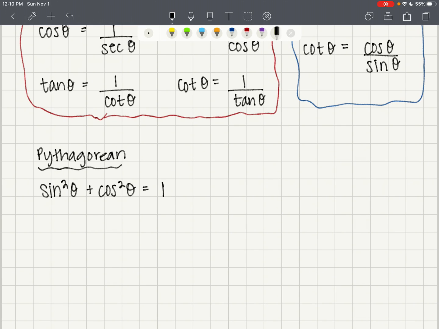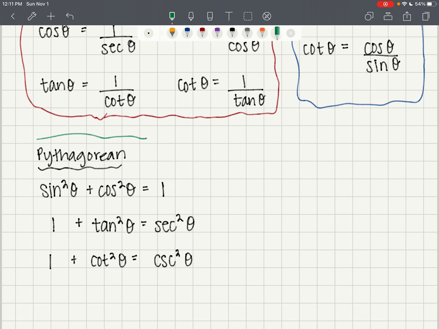There's another one. 1 plus tangent squared of theta is equal to secant squared of theta. And then a third one, 1 plus cotangent squared of theta is equal to cosecant squared of theta. So there's 3 more. And all 3 of those flashcards say Pythagorean in the upper left-hand corner.